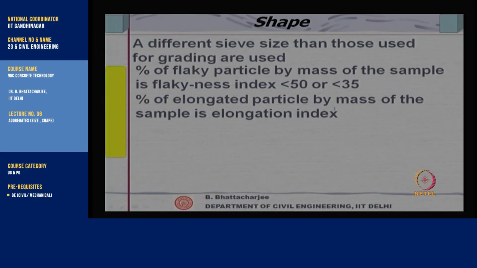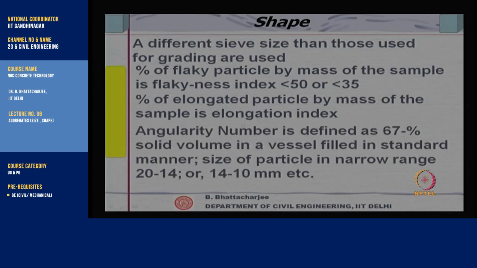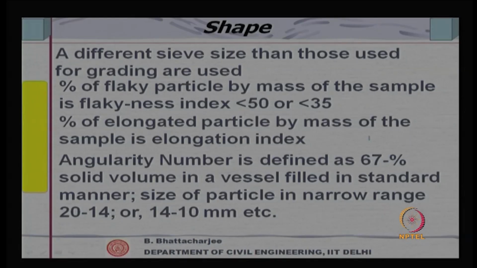Percentage of elongated particles by mass of the sample is the elongation index. So, flakiness index should be less than 50 or 35 depending upon the usage; the codes tell you that. Similarly, the mass of elongated particles divided by the total mass, expressed as a percentage, we call the elongation index, and that is also restricted by code.